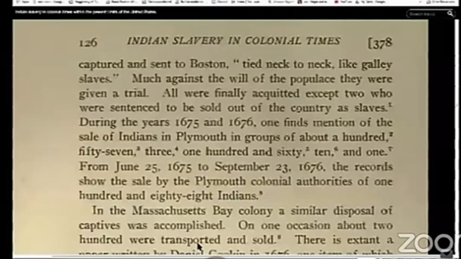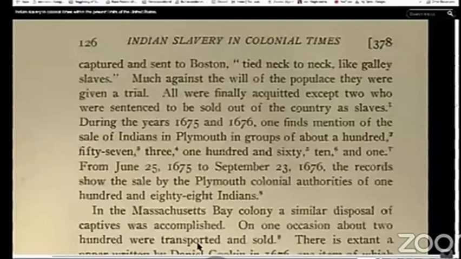All were finally acquitted except 2 who were sentenced to be sold out of the country as slaves. During the years 1675 and 1676, one finds mention of the sale of Indians in Plymouth in groups of about 100.